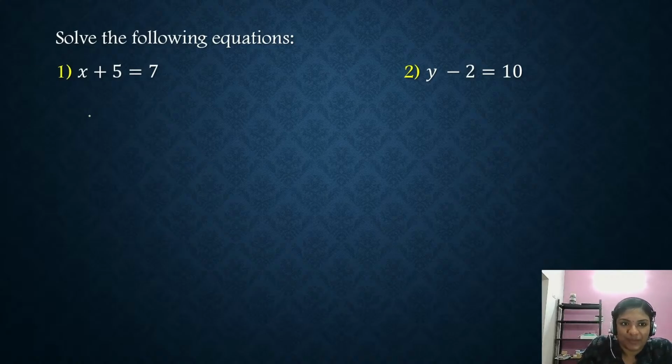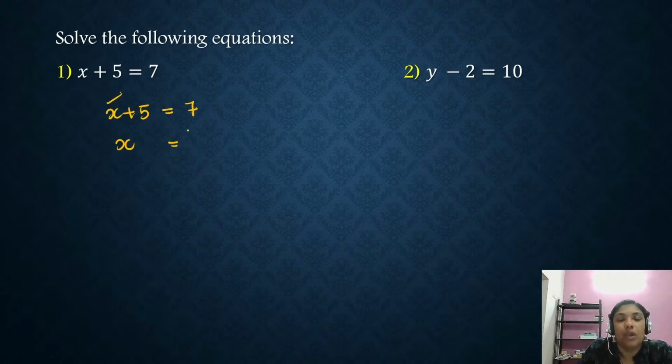Okay. Here we need to find out the value of x. So we can write the equation x plus 5 is equal to 7, and we need to find out the value of x. So let x be kept here. Now we have to move every other constant to the other side. So 7 is already present in RHS. Now we have to move this 5 to RHS.